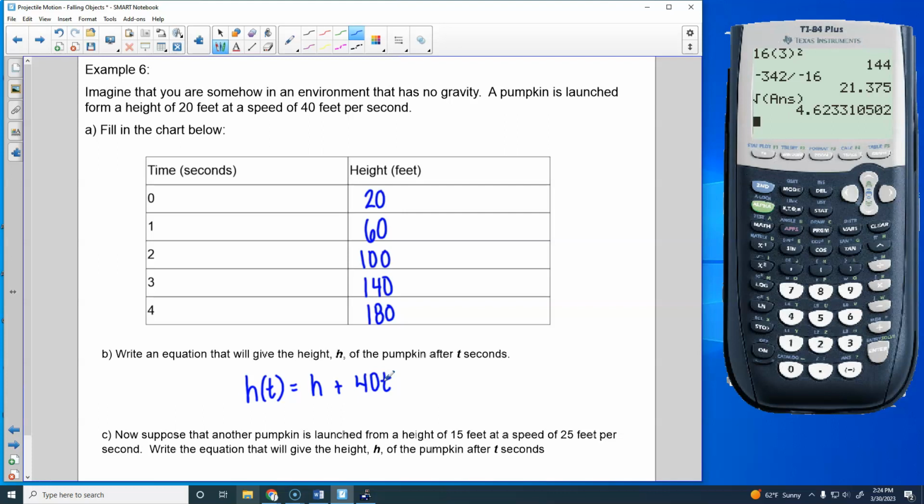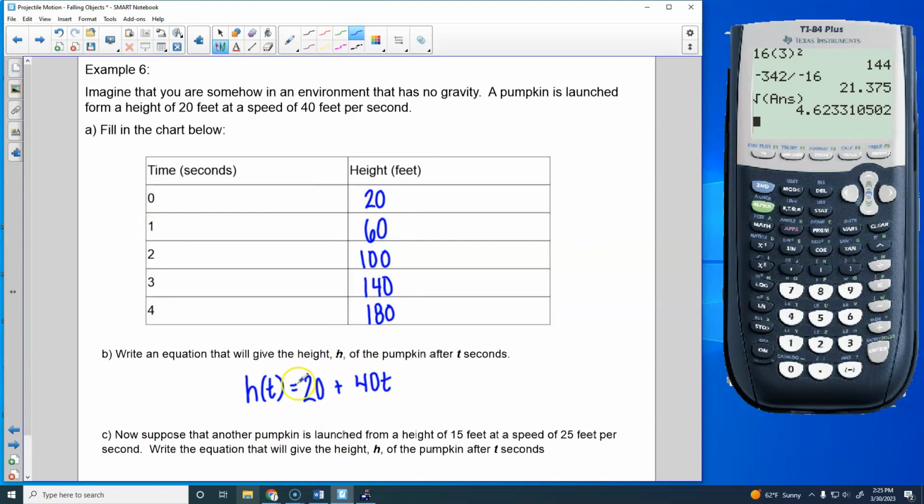But h right here, what is h? Okay? So we could call it h sub 0, the initial height, right? For this particular case, it would be 20. So we'd want to plug in 20 right there so that we have an equation that only has one variable. So if we want to know after 20 seconds, we could just plug in 20. 20 plus 40 times 20 would give us how high the pumpkin would be.